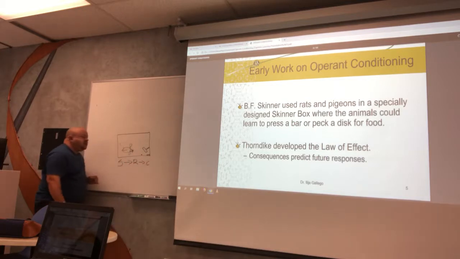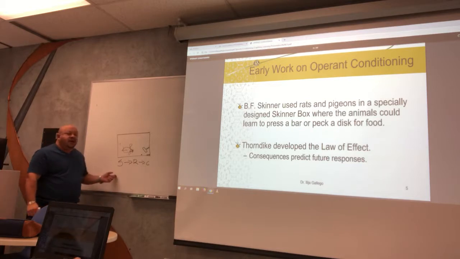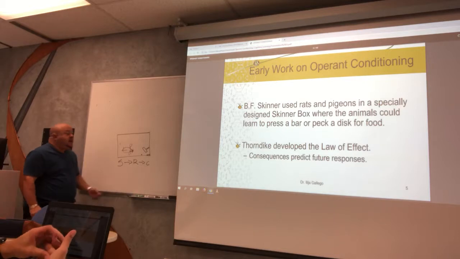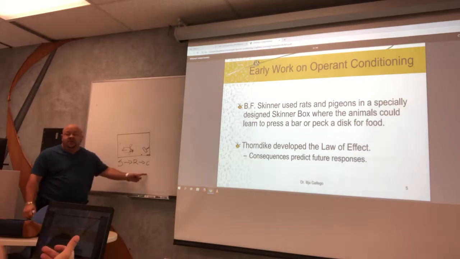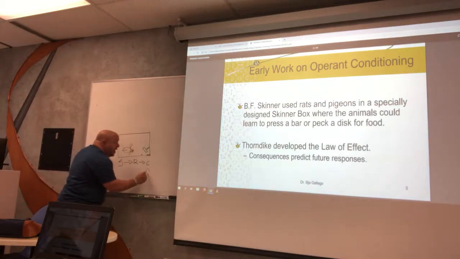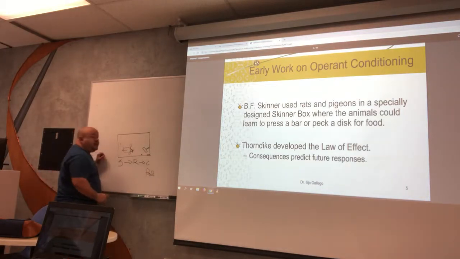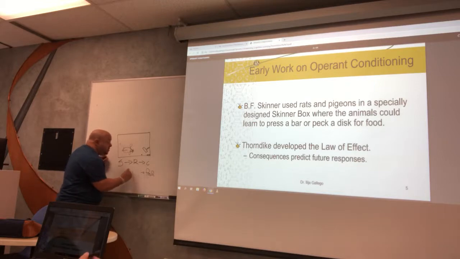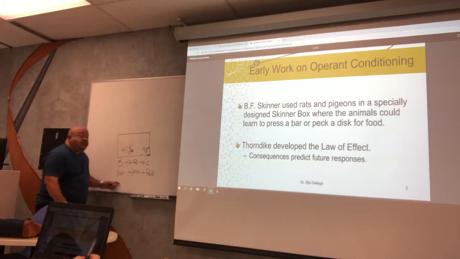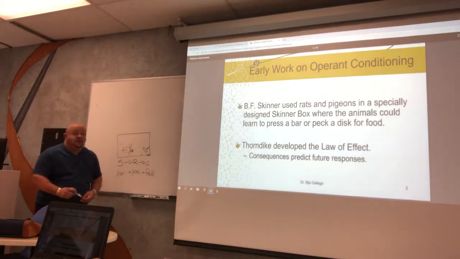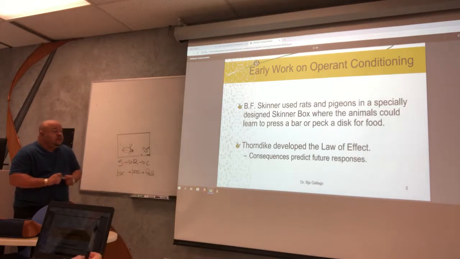Now sometimes it's easier to start identifying what is the stimulus, what is the response, and what is the consequence by starting with the consequence. So what is the consequence here? The food. And what does the rat have to do to get the food? It has to press. And what is it pressing? A lever, right? Or a bar. I'll call it a bar. So the rat presses the bar and gets food. You got it? That's the stimulus, response, consequence.